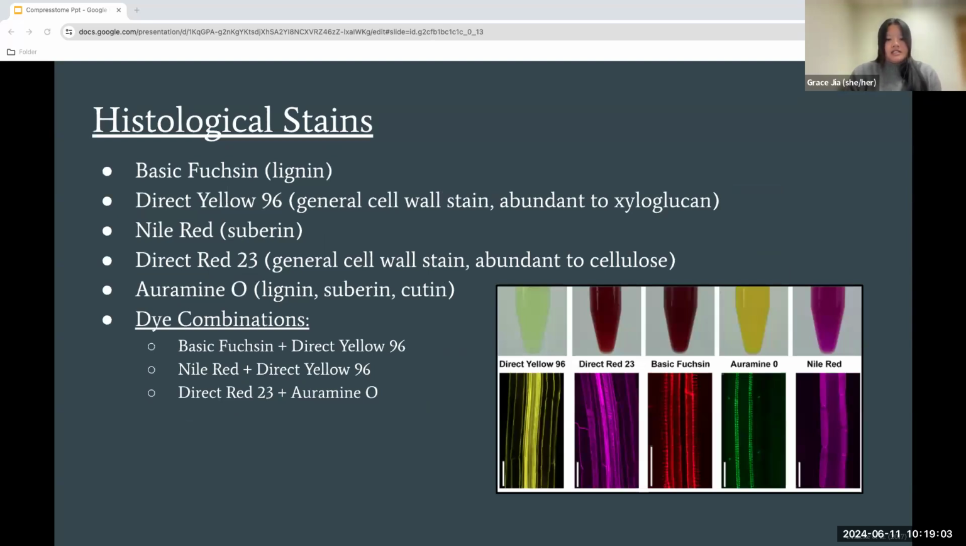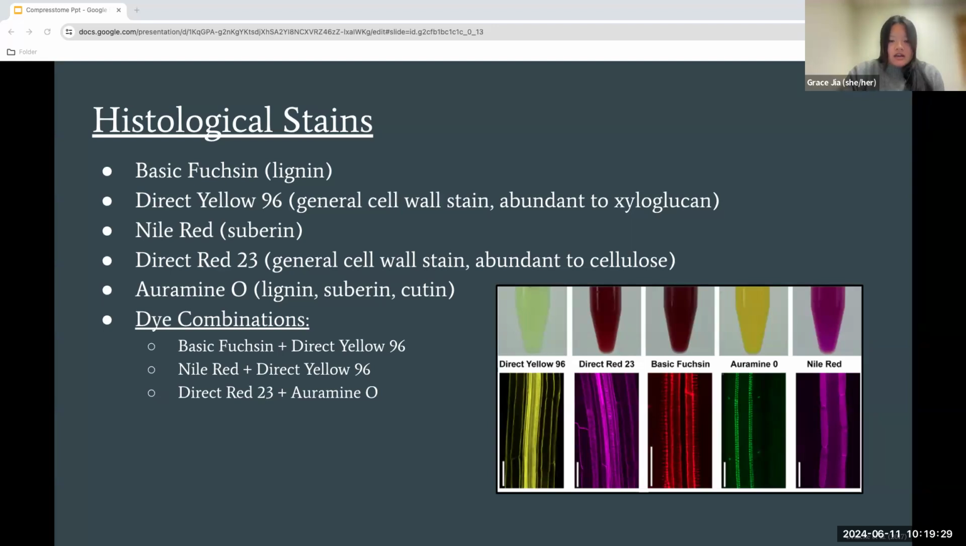The preliminary stains that we have decided to test are basic fuchsin, which highlights lignin; Direct Yellow 96, which is a general wall stain and is abundant to xyloglucan; Nile red, which highlights suberin; Direct Red 23, which is also a general wall stain, but is instead abundant to cellulose; and Auramine O, which highlights lignin, suberin, and cutin.